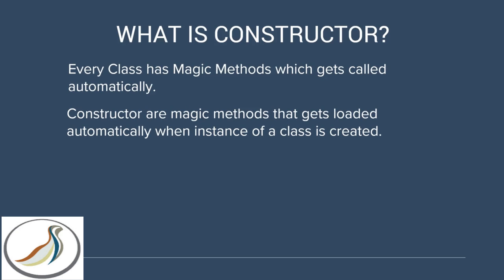Constructors are magic methods. And how do we call a constructor? A constructor is called when an instance of a class is created. This is a very classic question. Someone will ask you the definition of what is constructor and when it is called. This is the classic answer for it. Constructors are magic methods. It's called when the instance of a class is created. You don't have to specifically call the constructor.